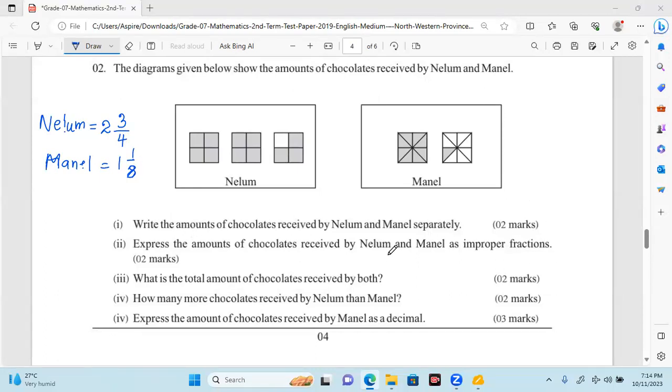Express the amount of chocolate received by Nelum and Manel as improper fractions.